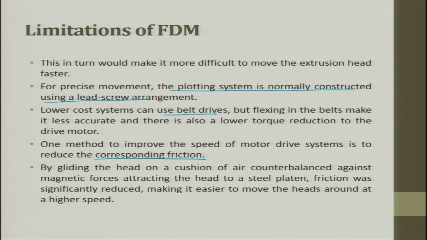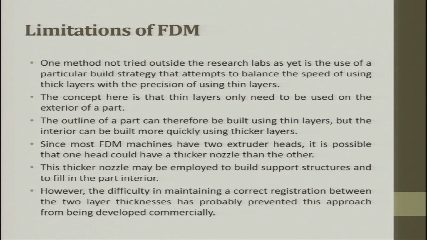By gliding the head on a cushion of air counterbalanced against the magnetic force attracting the head to a steel pattern, friction was significantly reduced, making it easier to move the head around at a higher speed. So, this is to reduce the friction. So, one method not tried outside the research labs as yet is the use of a particular build strategy that attempts to balance the speed of using thicker layers with the precision of using thinner layers. So, it is still in the research lab.